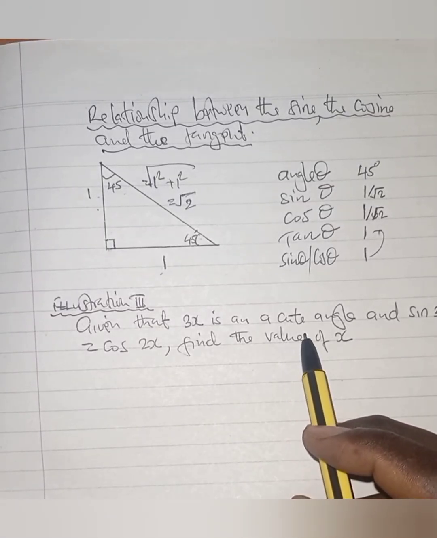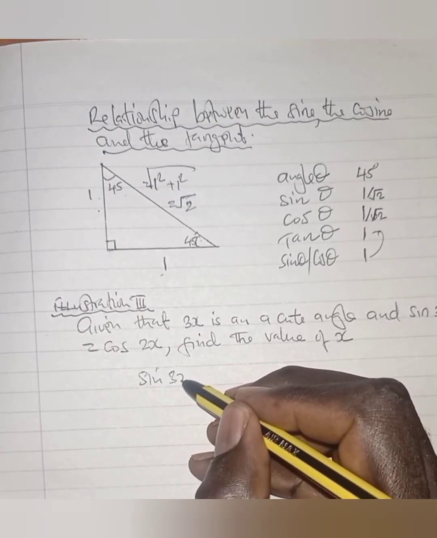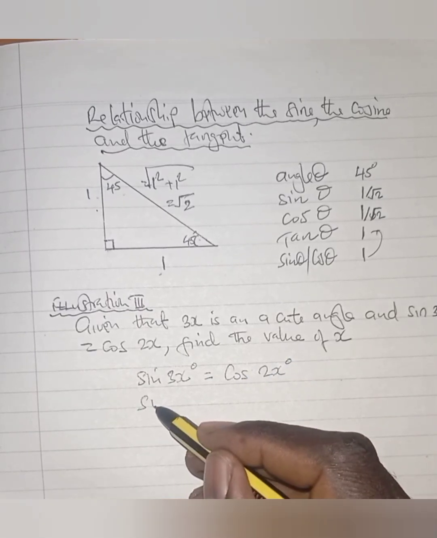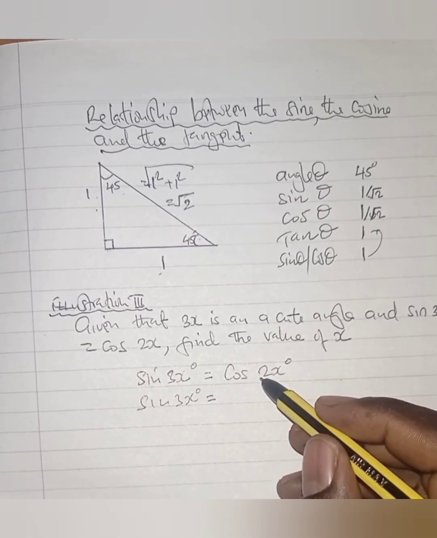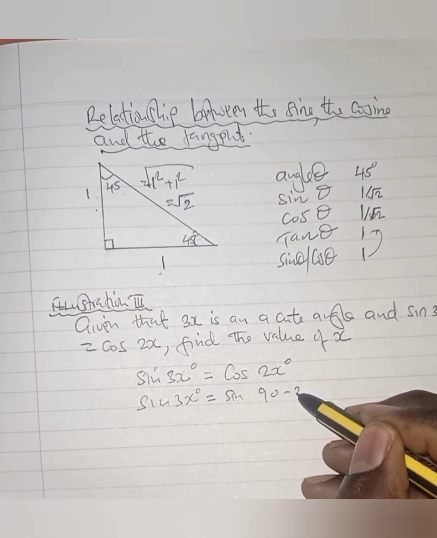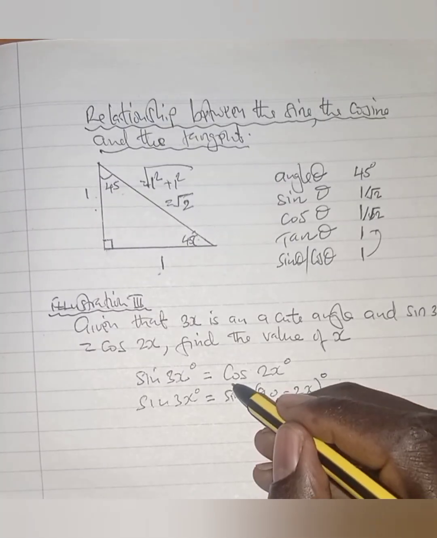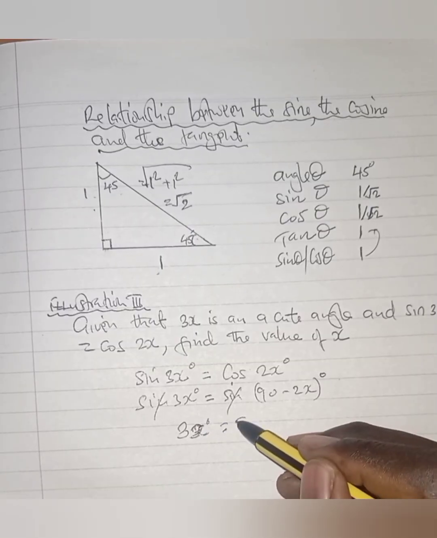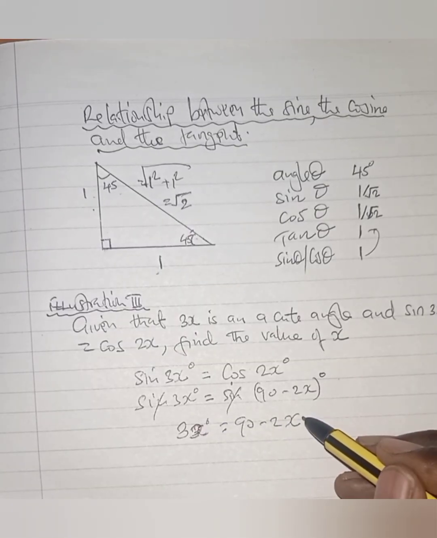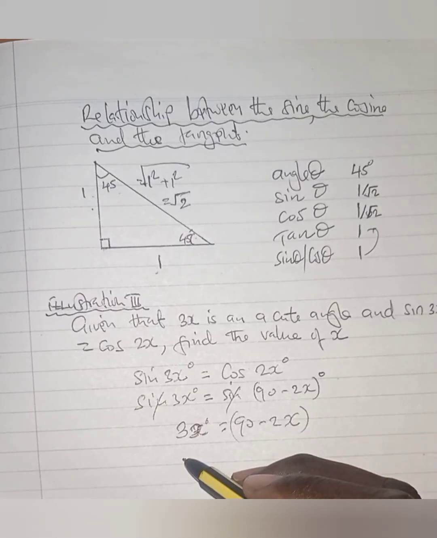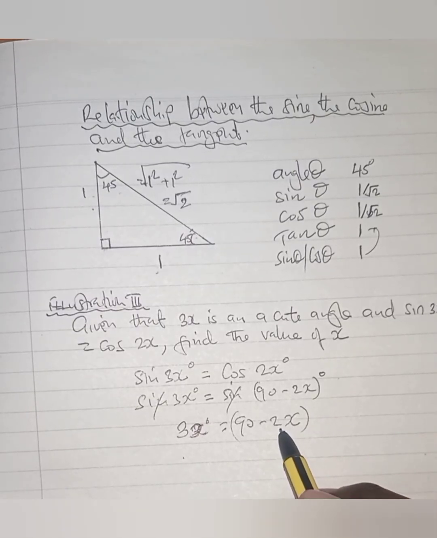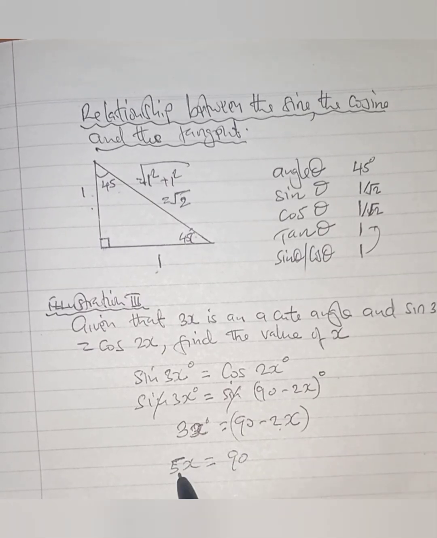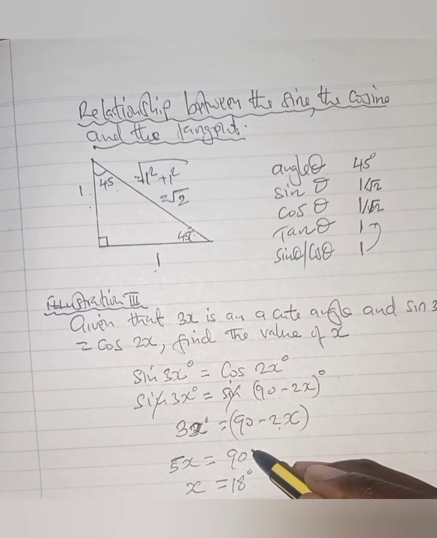To illustrate the relationship between the sine and the cosine, we have this equation: sine 3x degrees is equal to cos 2x degrees. Now cos 2x can be written as sine of 90 minus 2x degrees. Now we can drop the sine and remain with 3x degrees is equal to 90 minus 2x degrees. So we collect like terms. We add 2x on both sides, so we have 5x is equal to 90, and then we divide by 5 on both sides, we have x is equal to 18 degrees.